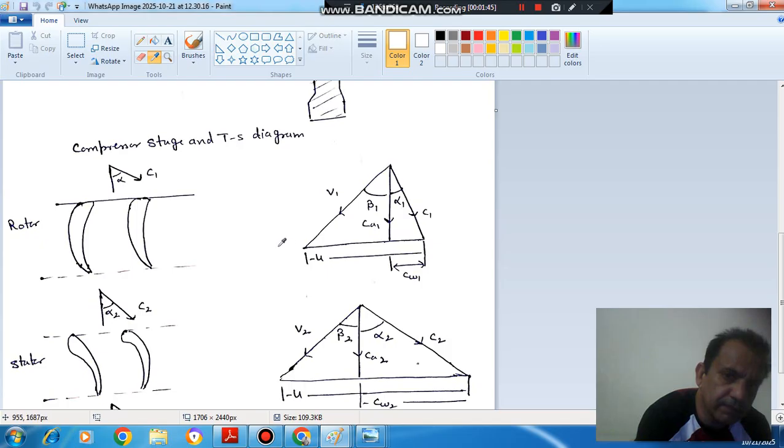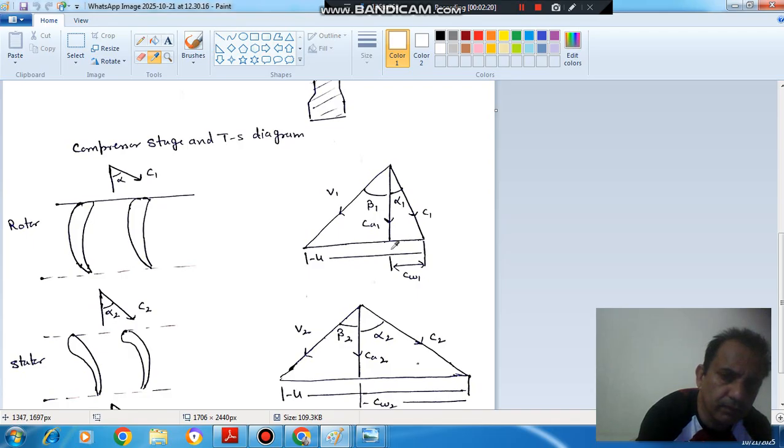So as there are two stages, first is your rotor and second is your stator. Suppose the air enters the rotor blade at a velocity C1, making an angle alpha 1. So this is your alpha 1 at the entry, and this alpha 1 angle is with the axial direction. C1 has two components: your Ca1, the axial velocity, and this is your whirl component, Cw1.